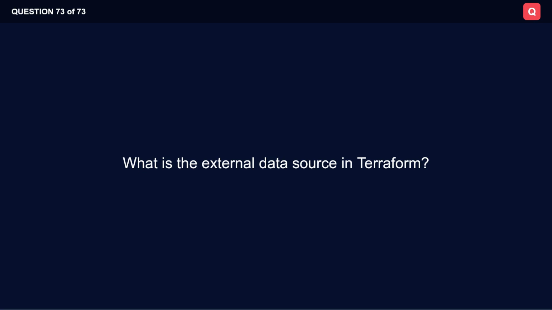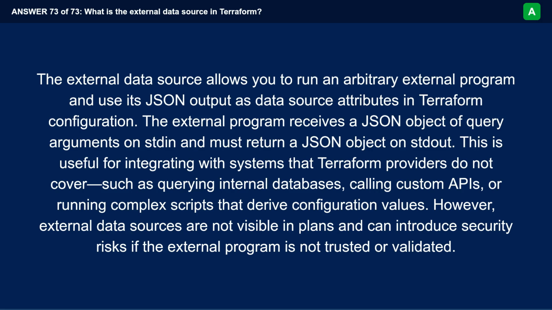What is the external data source in Terraform? The external data source allows you to run an arbitrary external program and use its JSON output as data source attributes in Terraform configuration. The external program receives a JSON object of query arguments on stdin and must return a JSON object on stdout.